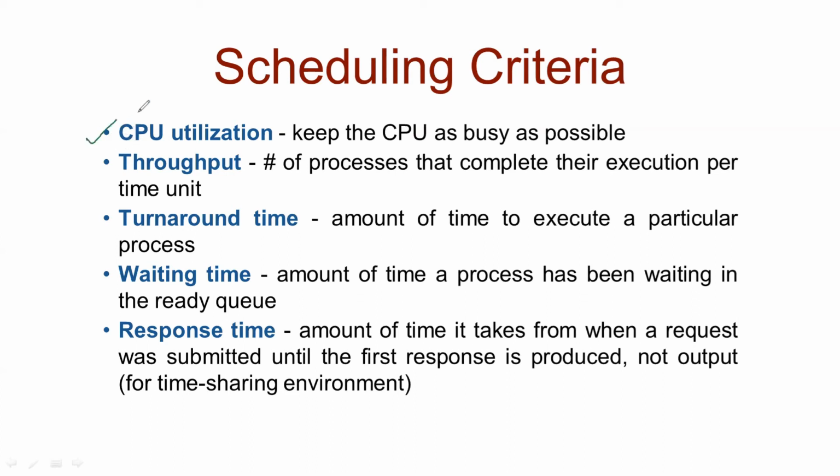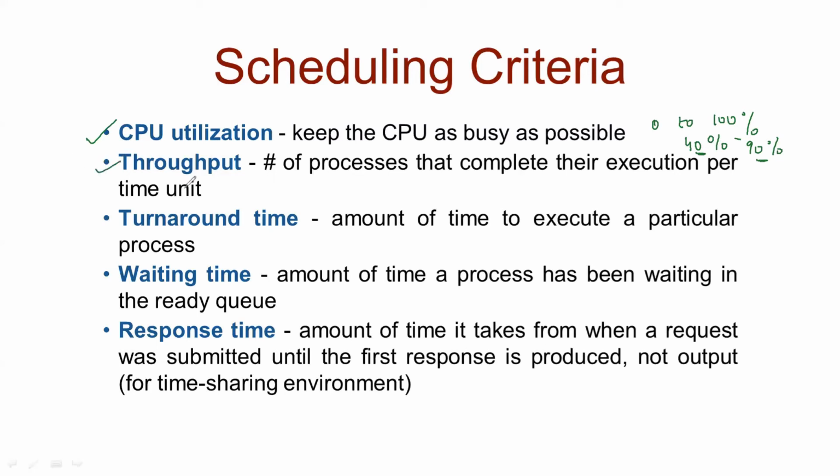First, we will discuss CPU utilization. We all know that we want to keep the CPU as busy as possible. Conceptually, CPU utilization can range from 0 to 100%, meaning you can use the CPU between 0 to 100%. Practically, the CPU utilization must lie in the range of 40% to 90%. So 40% for a lightly loaded system and 90% for a heavily loaded system.